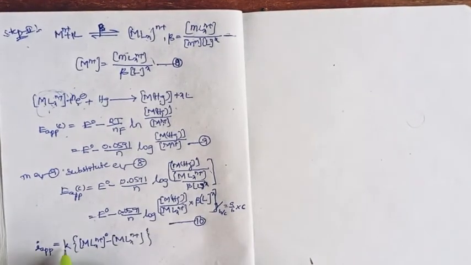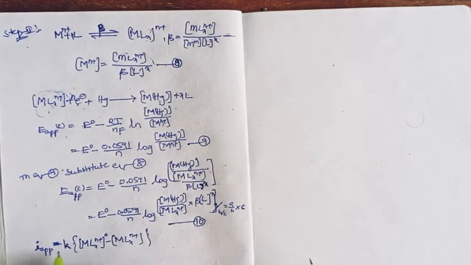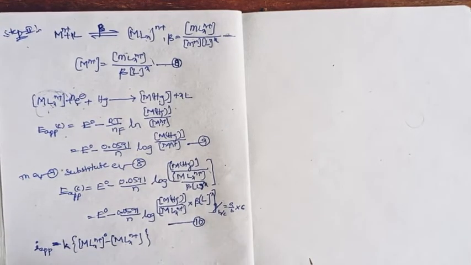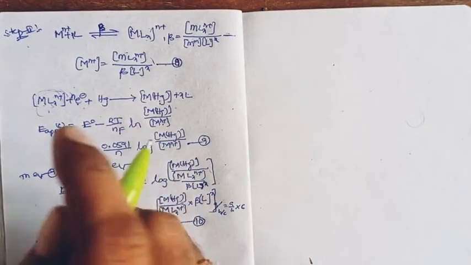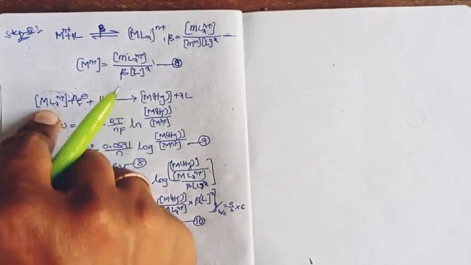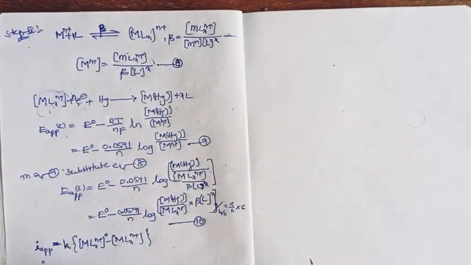So when we remove the proportional, when we have an equation, it would have some constant. That is, what I applied could be equal to K into the difference in the metal complex concentration from initial to remained, right? And the diffusion current: the current required to completely reduce the metal complex. Here we have the metal complex. So the current required for complete reduction of the complex will be called the diffusion current.